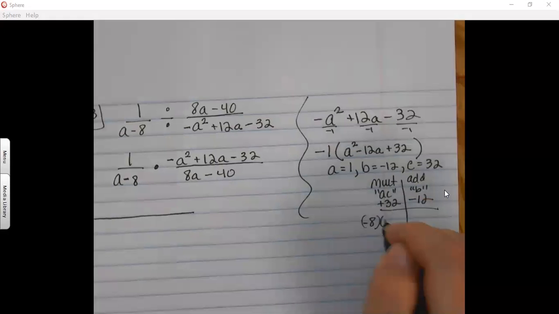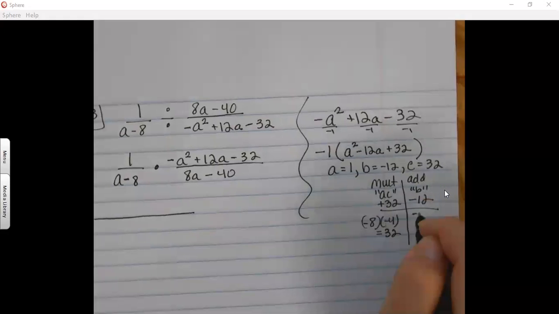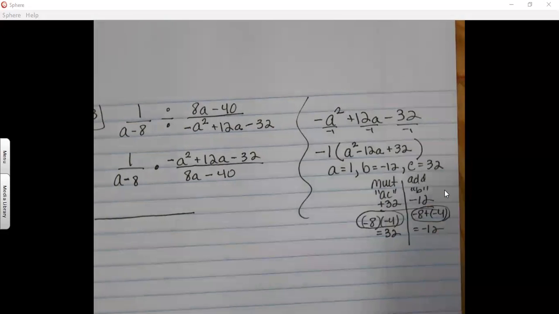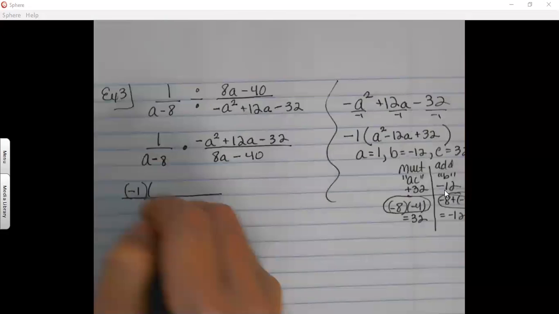Perfect. And am I going to need to divide and slide? No. Okay, but I had that negative on the outside, right? So my factors in the numerator, I've got a -1, and then I have an a minus 8 and an a minus 4. If you forget that -1, your answer is going to be wrong.